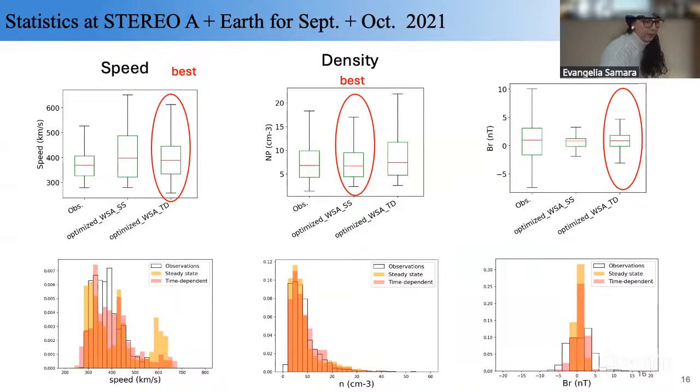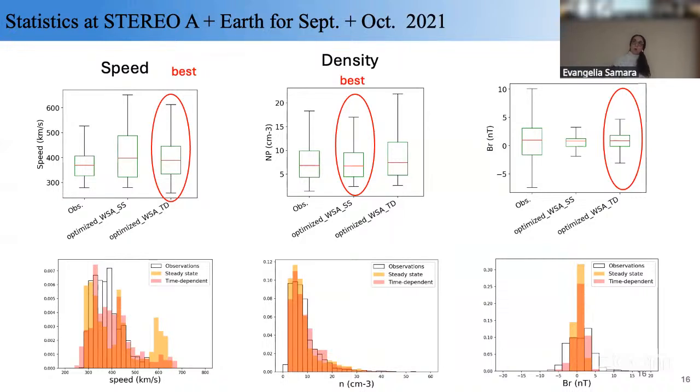Very quickly, I'm going to briefly show you some other advantages. Actually, to prove my point that time dependence gives us better results in a more statistical way, I did some statistics for different positions, for different spacecraft, so different positions in the heliosphere, and for different current rotations. What you see here is a box whiskers plot of speed on the first plot, density on the second, and BR on the third plot, distributions.